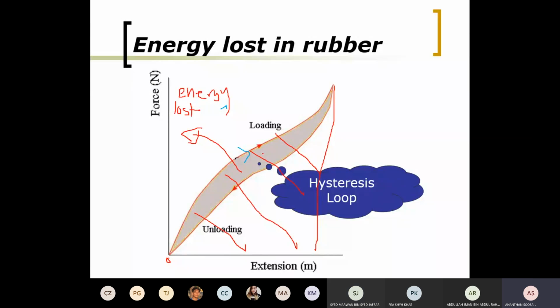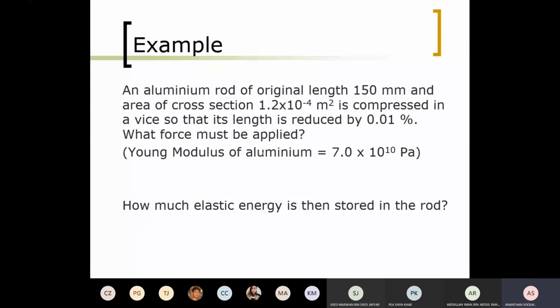Okay, so we are almost at the end of the topic. This is about energy. Force versus extension is energy. Stress and strain is energy per unit volume. Okay, one minute for you again. Try, give me the answer for this. One minute, work it out. Take your calculator. Try to figure out the answer.